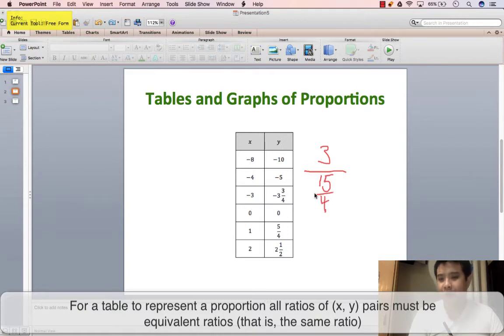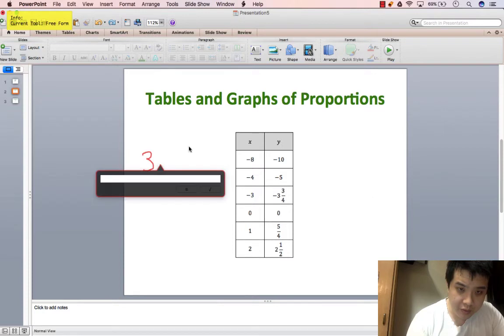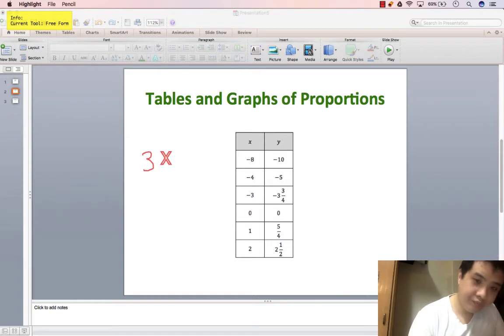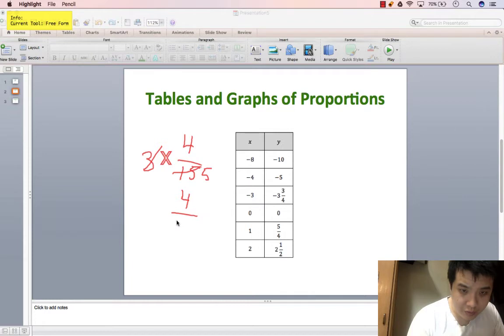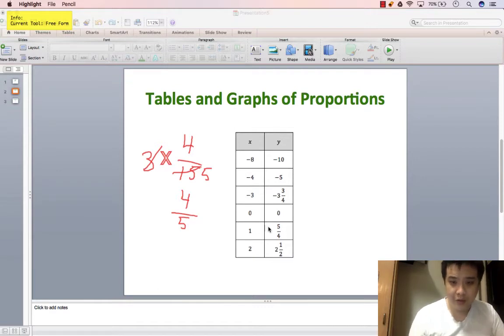Now we have 3 divided by this fraction right here, so we do keep, change, flip. So that will be 3 times 4 over 15. The 15 and the 3 cancel out. We get 4 over 5. The same thing applies with 1 and 5 over 4. Or excuse me, 4 over 5.